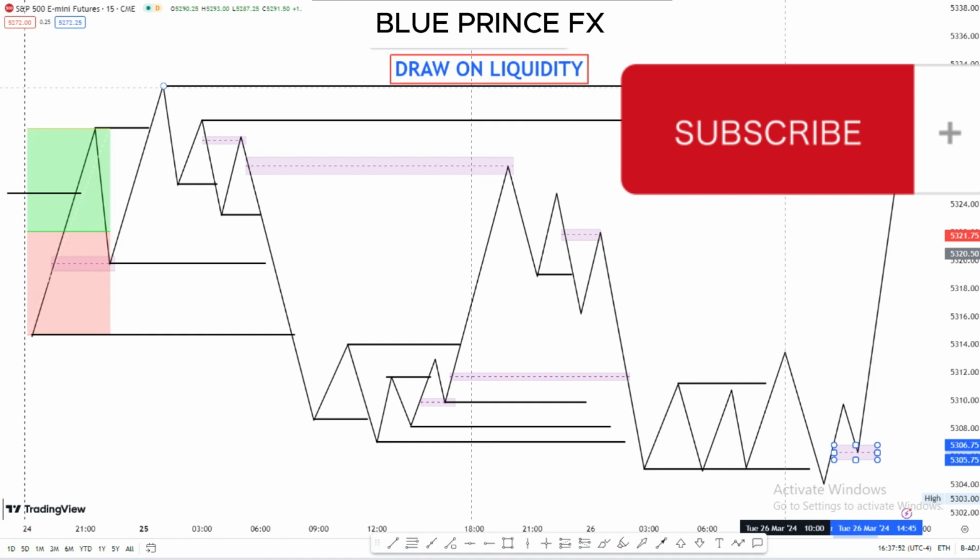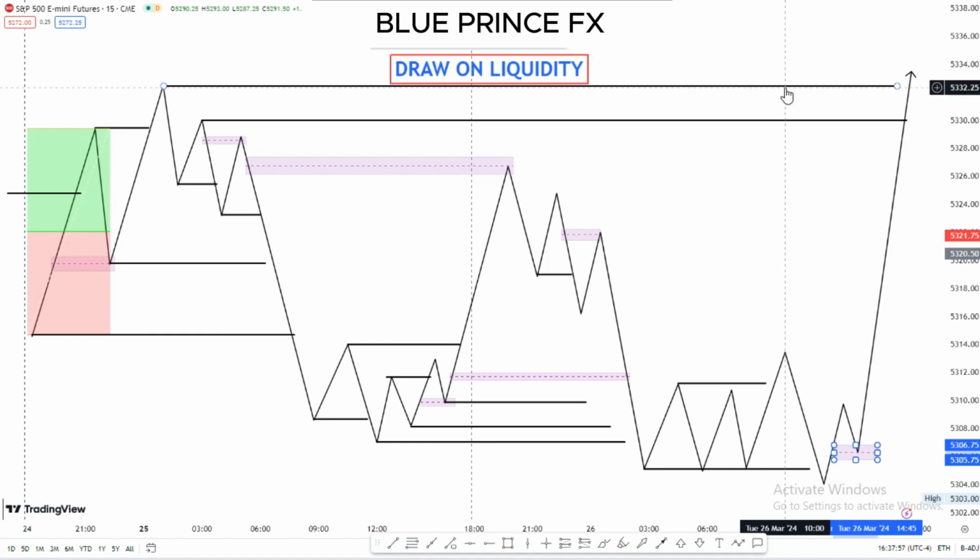Okay, guys, that was the theory part of this model. Now let's go to the chart and look at an example of what I'm talking about.